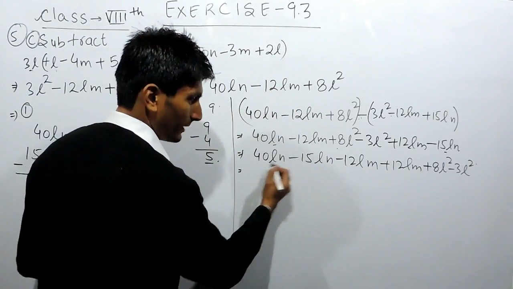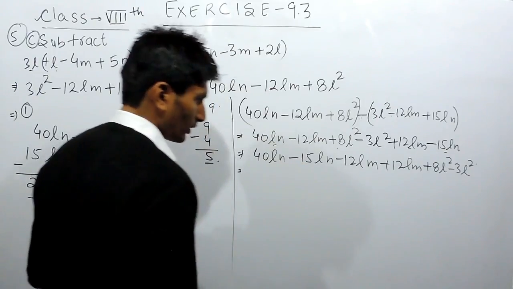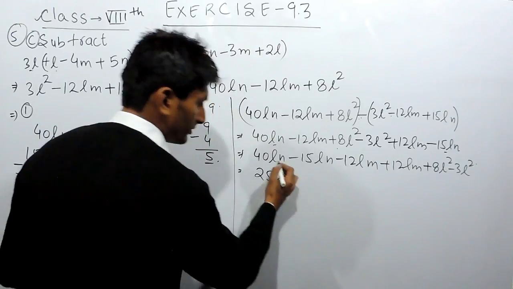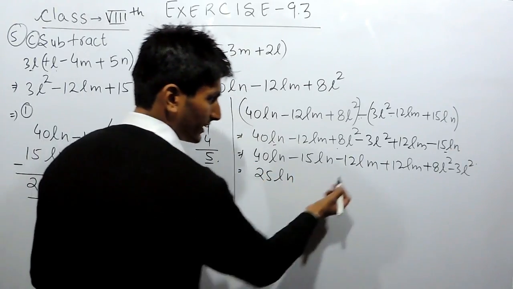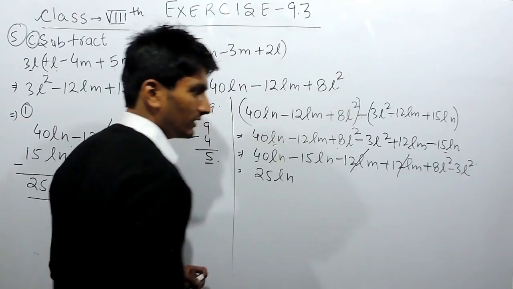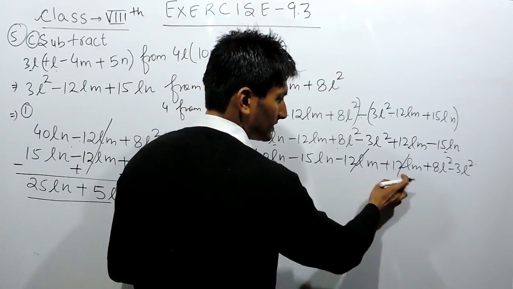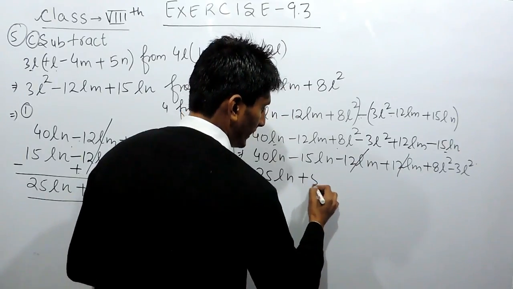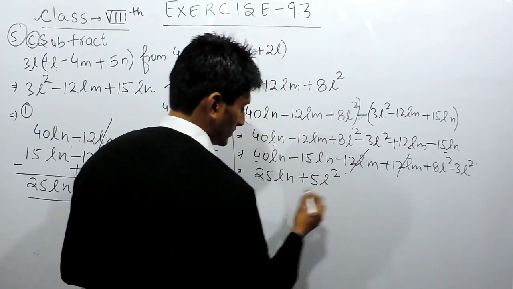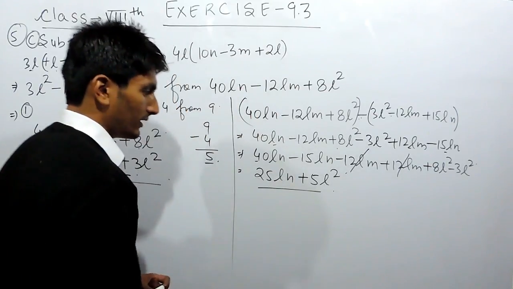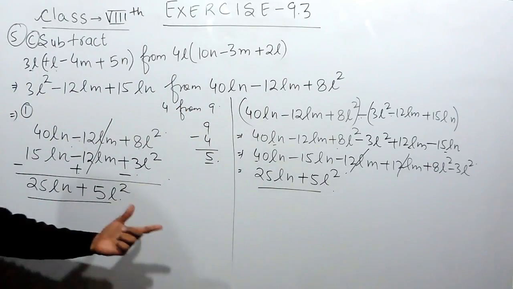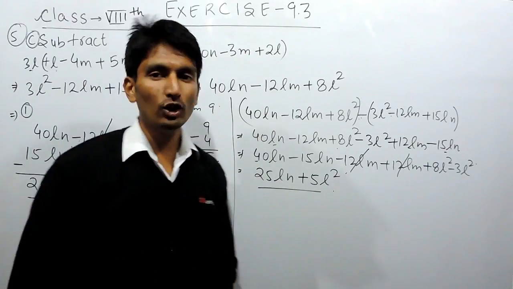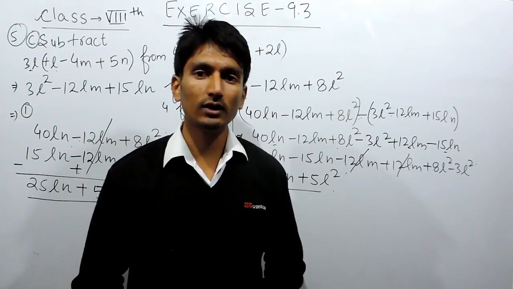Now plus minus is minus. So 40 minus 15 will obviously give 25LN with positive sign, because the greater value has a positive sign. And this plus minus can be cancelled because 12 and 12 will be 0. And this plus minus will be minus. So 8 minus 3 is 5. So this will give 5L square. The answer will come the same in both the cases, so you can use any of these two methods. So this is how you can solve this question.